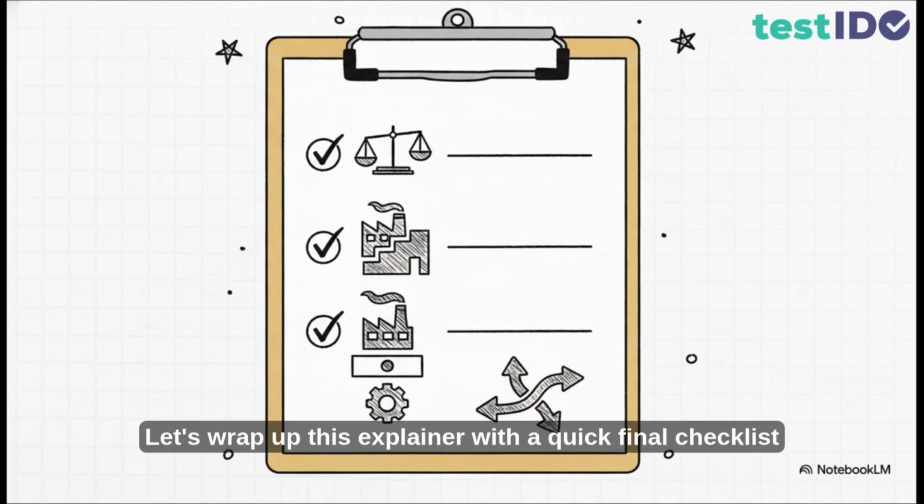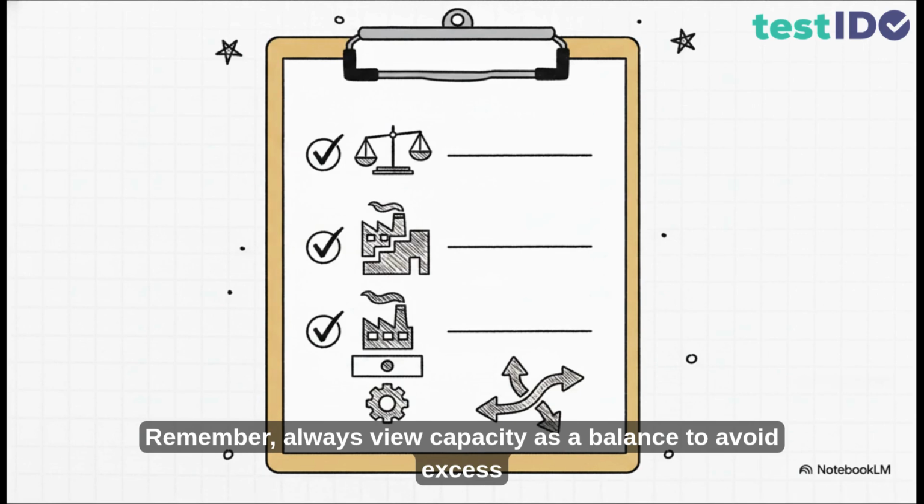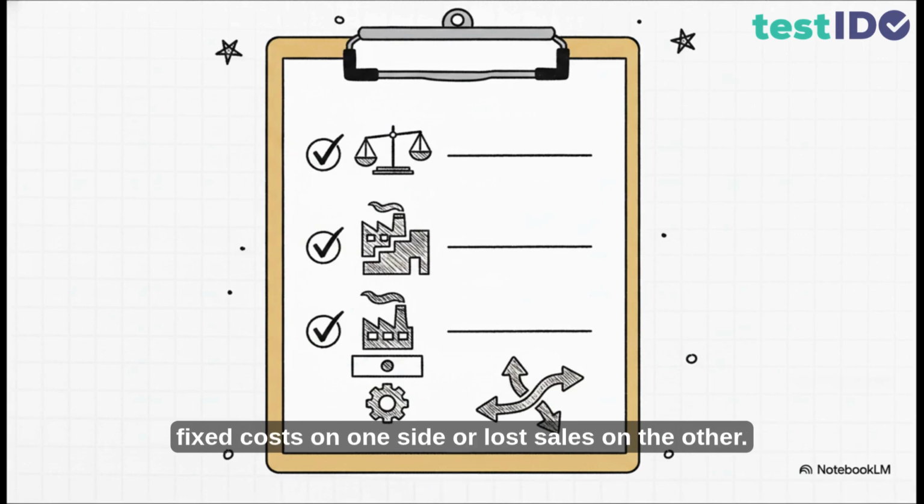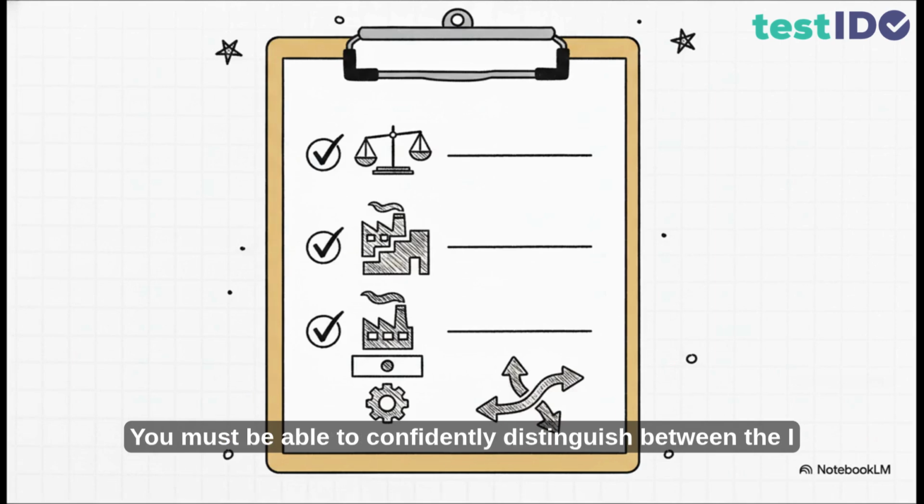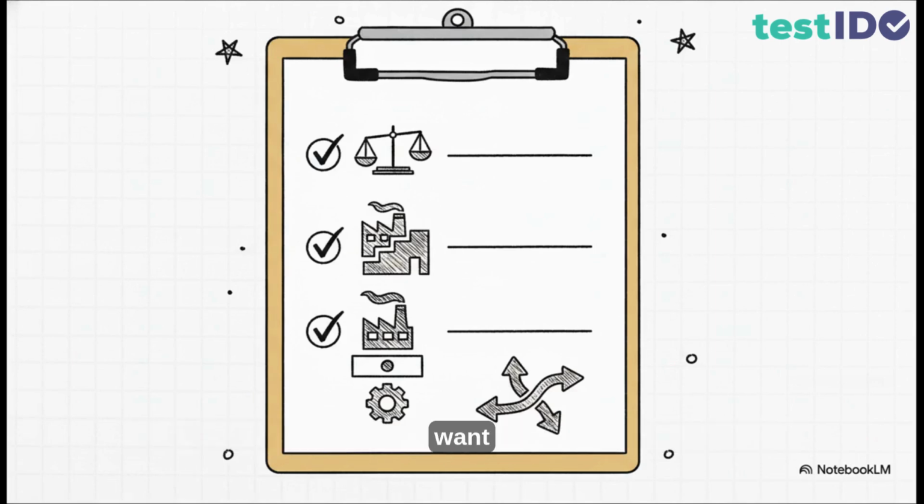Let's wrap up this explainer with a quick, final checklist of the crucial concepts you need to lock down for exam day. Remember, always view capacity as a balance to avoid excess fixed costs on one side or lost sales on the other. You must be able to confidently distinguish between the 4 CAM-I levels. Understand that your denominator choice directly drives the fixed overhead rate and the resulting production volume variance. And finally, make sure you can analyze the strategic timing risks between lead, lag, and tracking strategies.